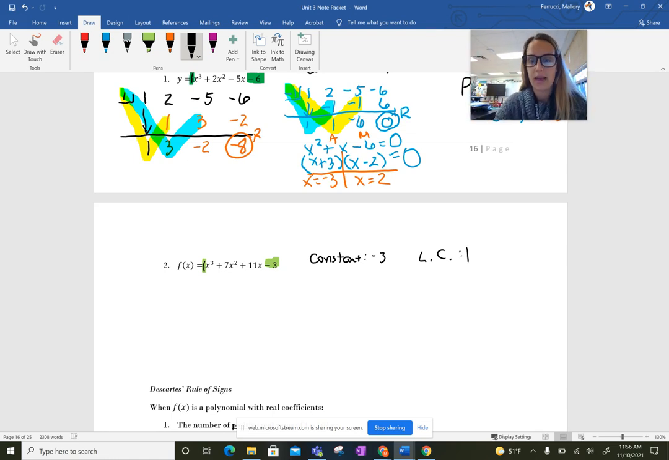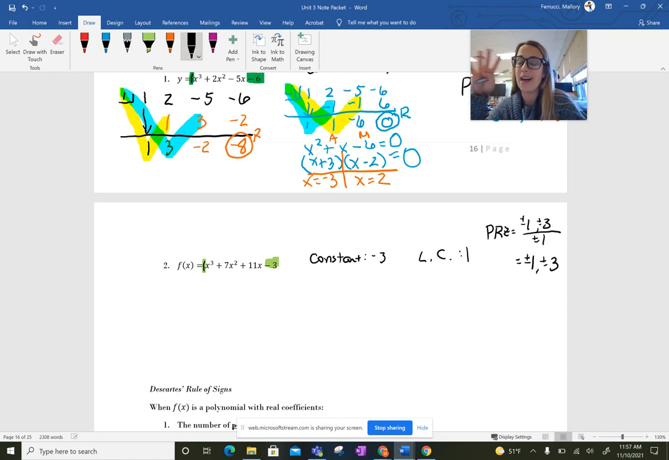So for the possible rational zeros, you're going to take the factors of 3, which are just 1 and 3, positive and negative, and the factors of the leading coefficient, which is just 1. You divide them, which as you can see, it's just 1 divided by 1, 3 divided by 1. So really, this is kind of nice because there's really only 4 possible rational zeros.